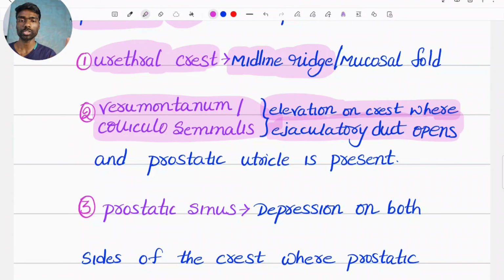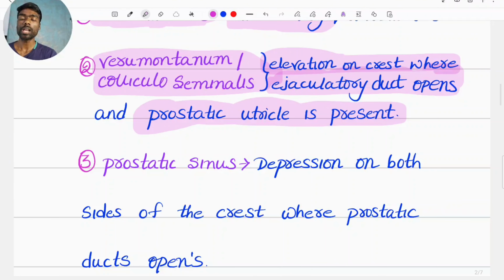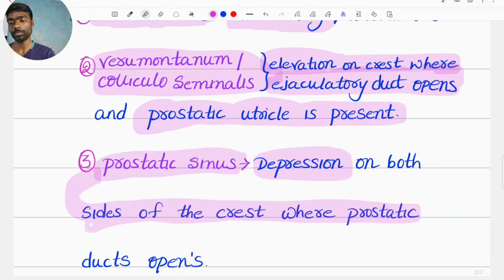in the prostatic urethra. Here on the urethral crest, the prostatic utricle is also present. On either side of this urethral crest, there is a depression called the prostatic sinus. By name itself, we can conclude that prostatic ducts open into this prostatic sinus. Hence, these many openings are there. It is the most dilatable part of the urethra.